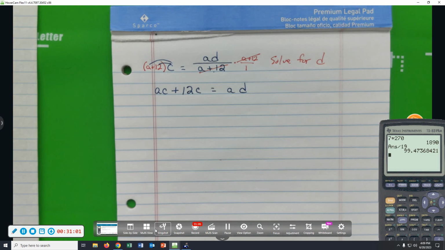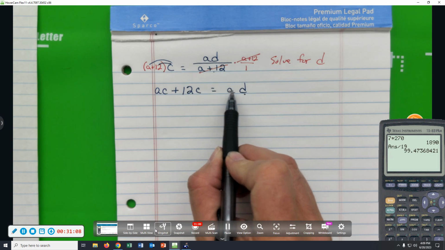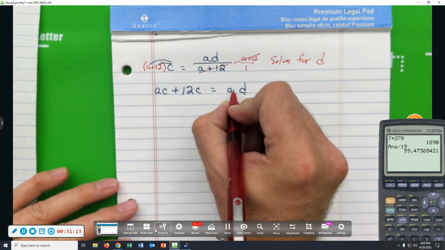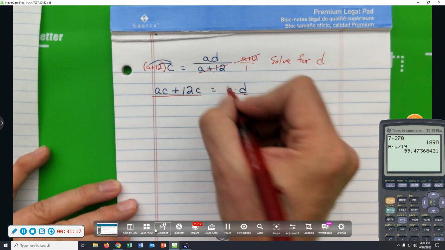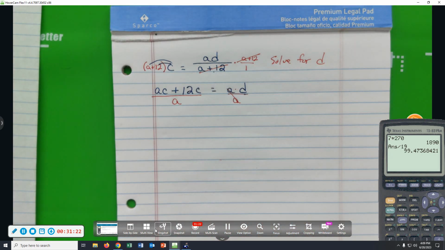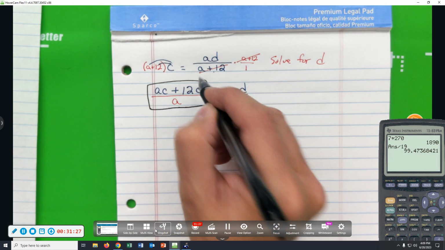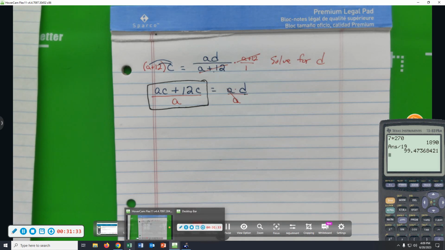And now what do I do to get the D by itself? Well, this is A times D. The operation that undoes multiplication is division. So we will divide both sides by A. So we have AC plus 12C all divided by A. So let me see.